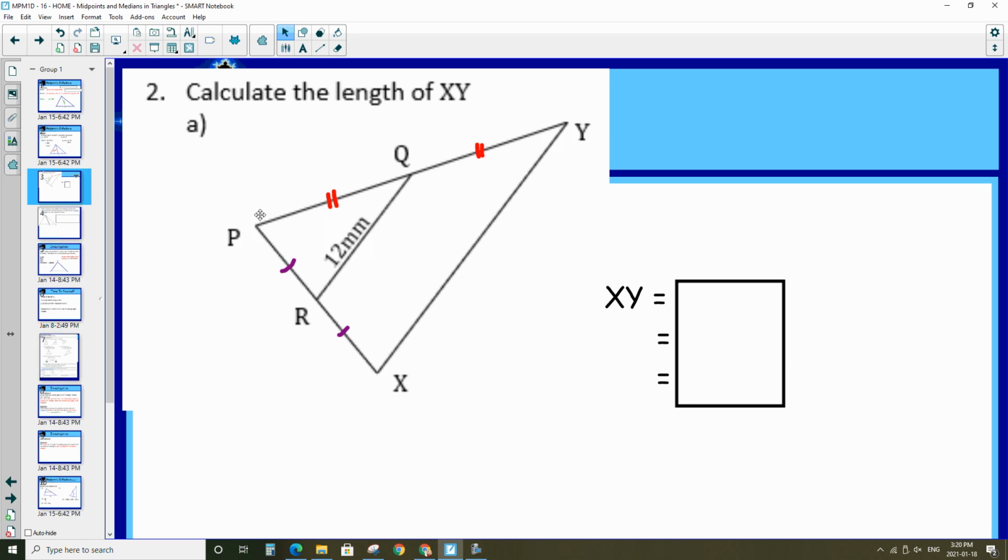So another property that you're going to discover is if we have a triangle and we find the midpoint of P to X and label that R, and we find the midpoint from P to Y, and we label that point to be Q. And if we join those two points together, you will discover that the length of Q to R is going to be half the length of Y to X. Okay, so if we know this length is 12, X to Y has to be twice as long. So it should be 24.